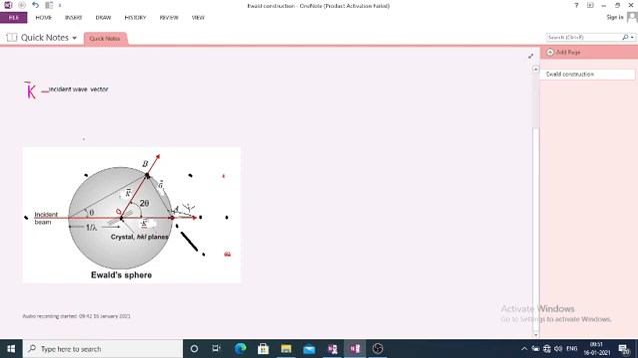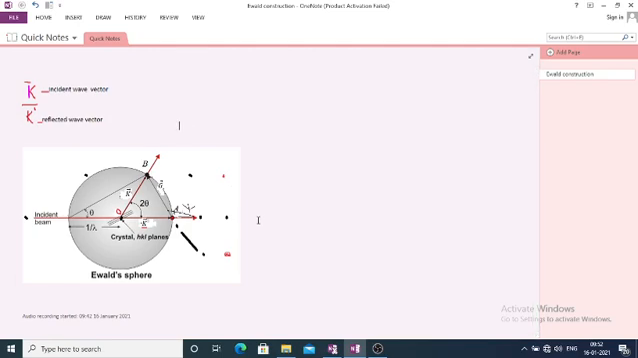Now, suppose the magnitudes of K and K dash are equal. K is the incident wave vector, and K dash is the reflected wave vector. You should remember that K dash is the reflected wave vector.